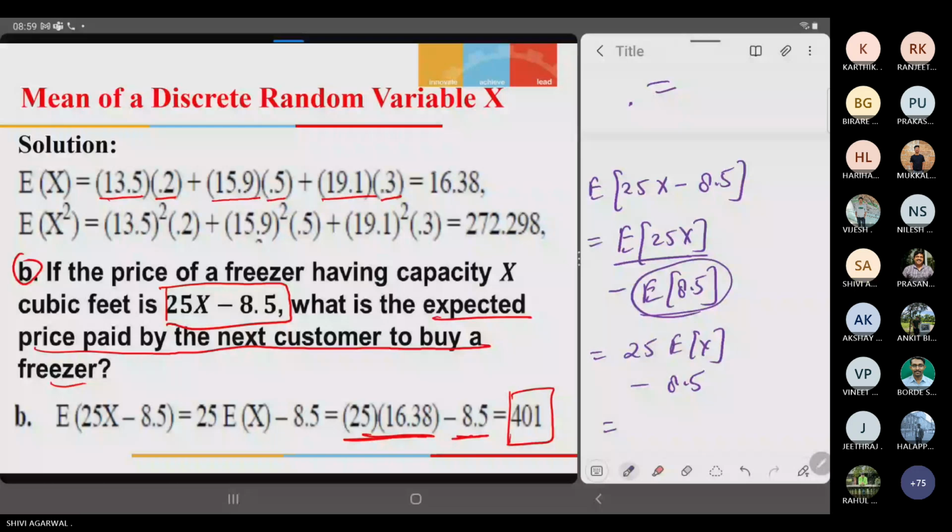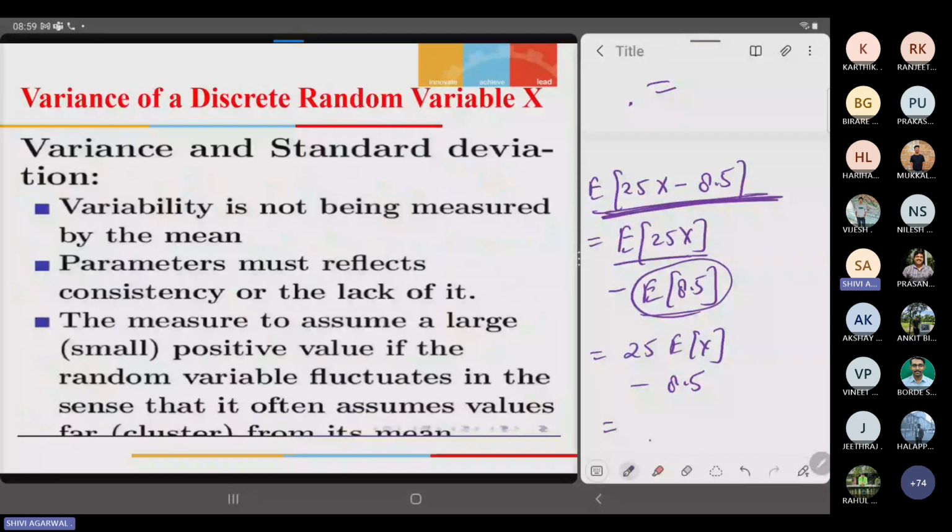Clear? So we can find the expected value of any function of x by using the linear property. E represents the expected value of that function of that random variable. 16.38 we have calculated earlier, the expected value of x in the A part. So we used 25 multiplied by 16.38 minus 8.5, and then the answer is coming 401.